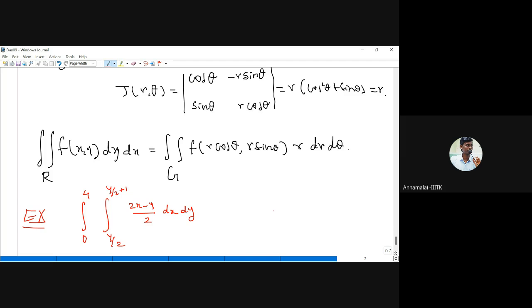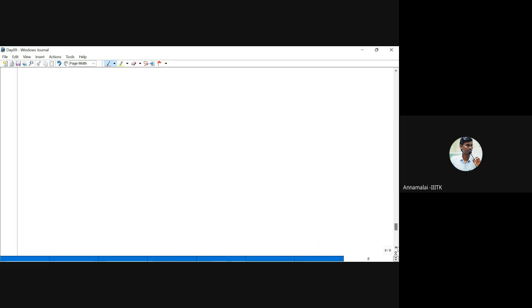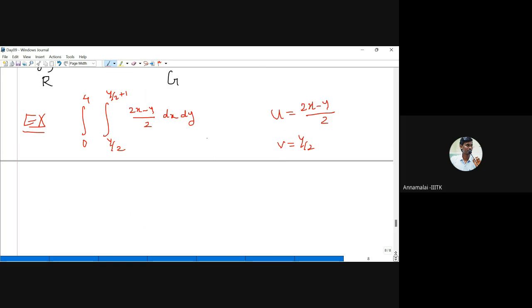So choose this function as u. So u is the given function, 2x minus y by 2. And then we choose v as y by 2. So we can just try. After this substitution, what do you get? What is x and what is y? From this, y is 2 times v, cross multiplying by 2. Now, what is x? If you sum these two, because this is nothing but x plus x minus y by 2, the y by 2 cancels, and we get x equal to u plus v.